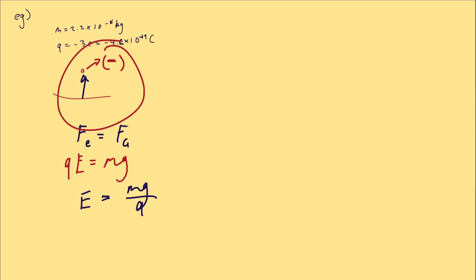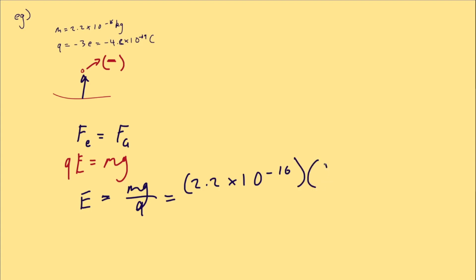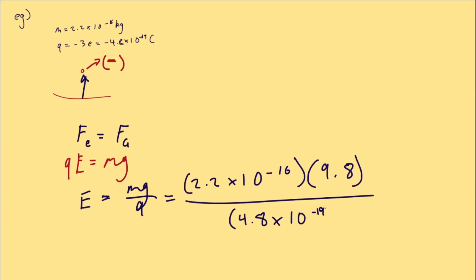This kind of knowledge will just come with more problem solving and more revision. And when it comes to electric fields, it is an important clarification to make. But in this problem, we only care about magnitude. We will use the absolute value of Q in our calculation, which means we'll just use the positive version. Let's plug everything into this formula. The mass is 2.2 times 10 to the power of negative 16. The gravity is 9.8. And the charge, absolute value, so just 4.8 times 10 to the power of negative 19. This is roughly 4.49 times 10 to the power of 3 newtons per coulomb.